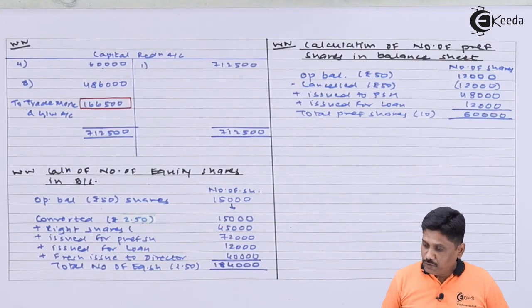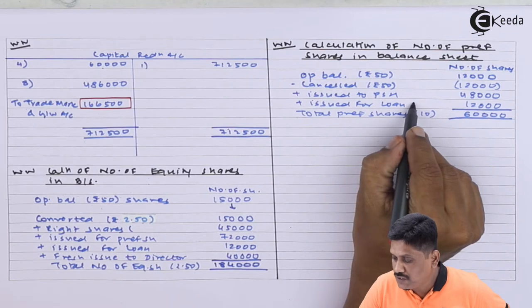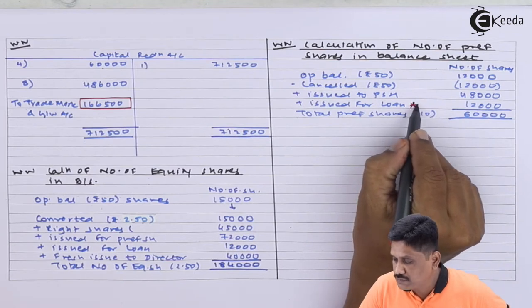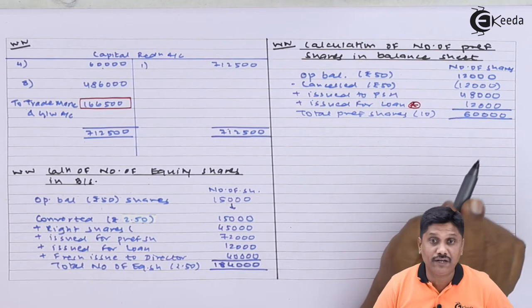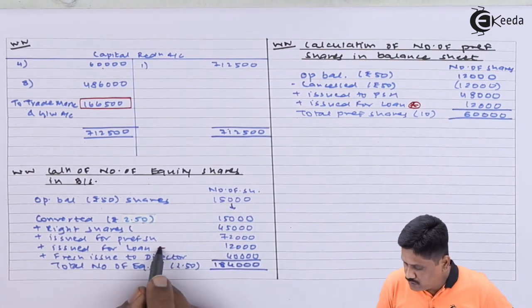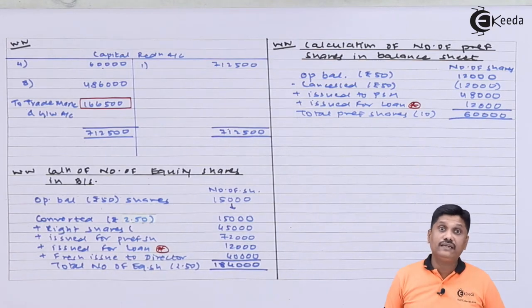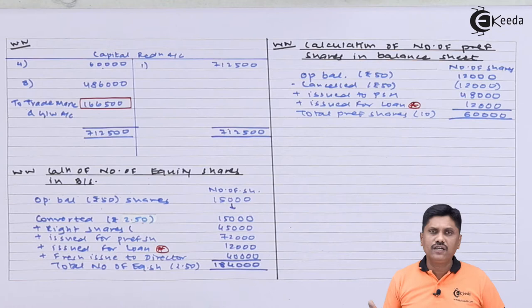Friends, one thing I need to identify here: shares issued for loan are for consideration other than cash. So when I mention it in the balance sheet, I will write a note. Similarly, when I issued equity shares for loan, there also I will write the note that these shares are issued for consideration other than cash. Everywhere else we already received the cash for those shares, right?